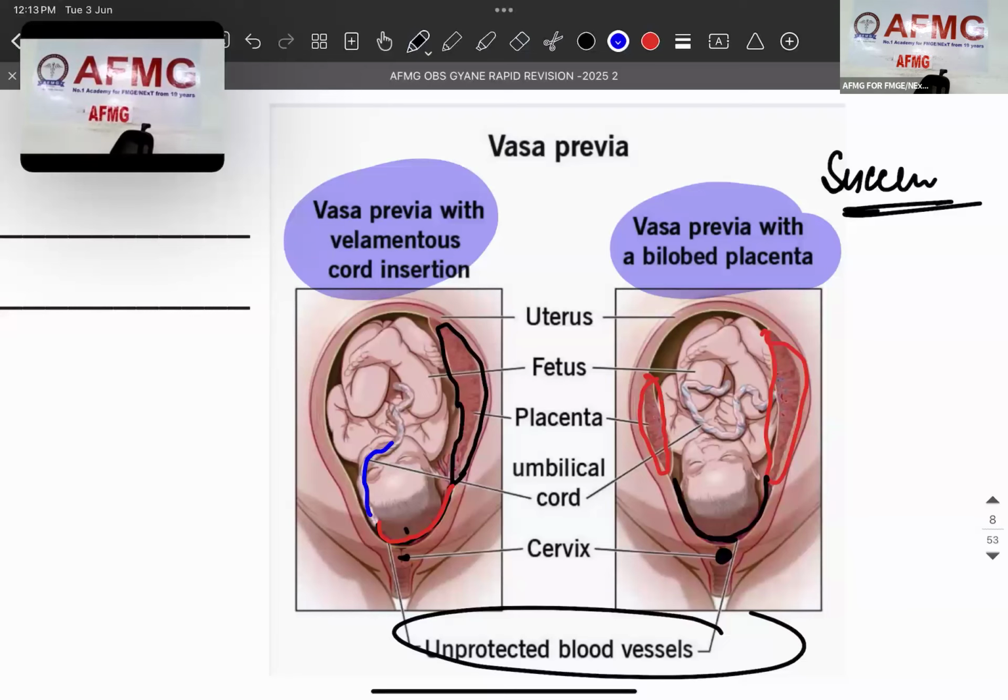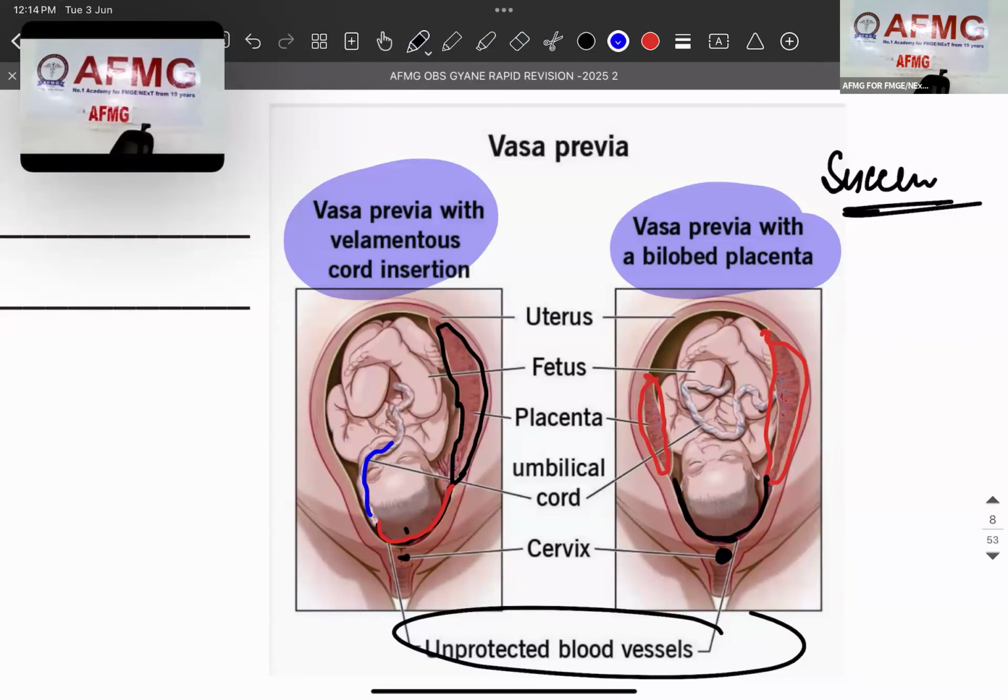In concealed, when the bleeding is not coming out, it goes to the uterine muscle layers, giving rise to the Couvelaire uterus. What is Couvelaire uterus? Bruised uterus. In revealed, bleeding is coming out. The classical presentation: painful vaginal bleeding, tender uterus, height of uterus more than the period of gestation, and fetal parts not palpable.